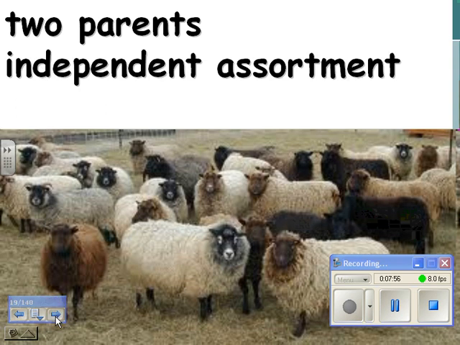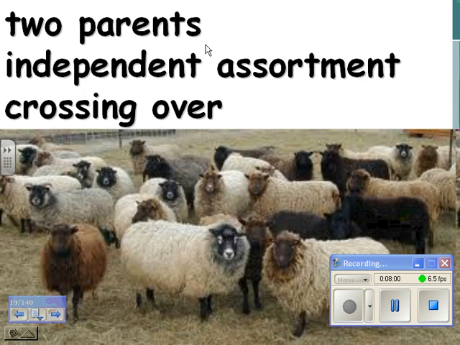One is called independent assortment, so you want to write that down. And the other is called crossing over. This one you probably already knew. And these two we're going to talk about now. They have to do with meiosis and how the DNA gets separated when you make egg and sperm.